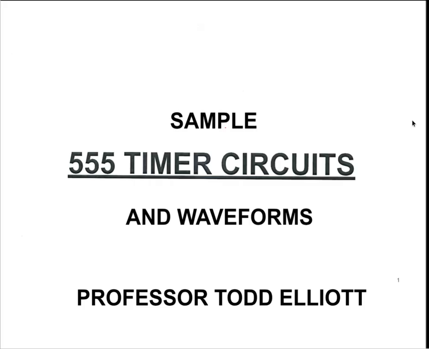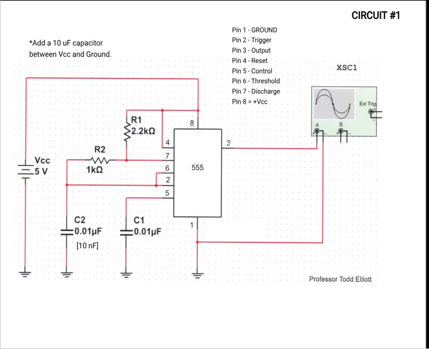Hello, Professor Elliott again, and in this video I will review with you some sample timer circuits for the 555. In this arrangement, this is being used as an oscillator, and the oscillation frequency is determined by resistors R1, R2, and C2.